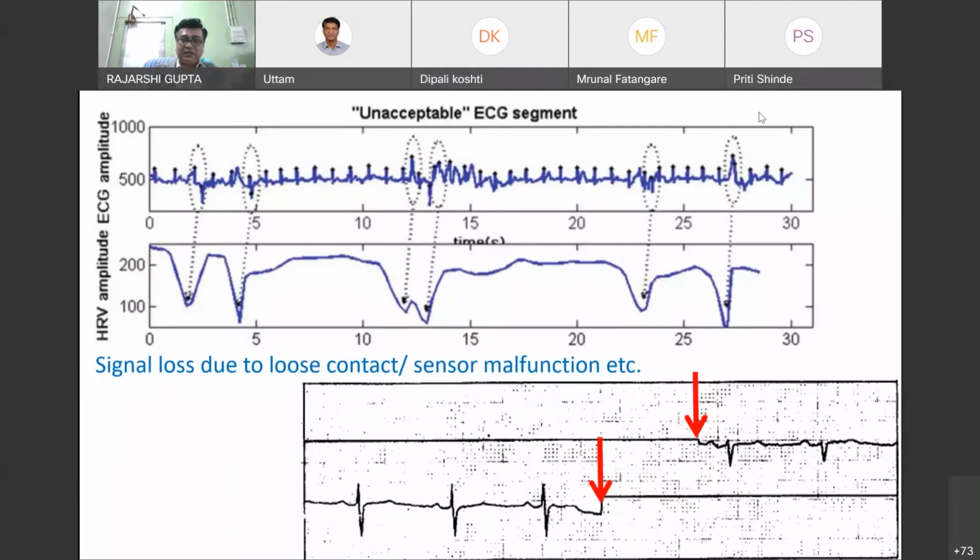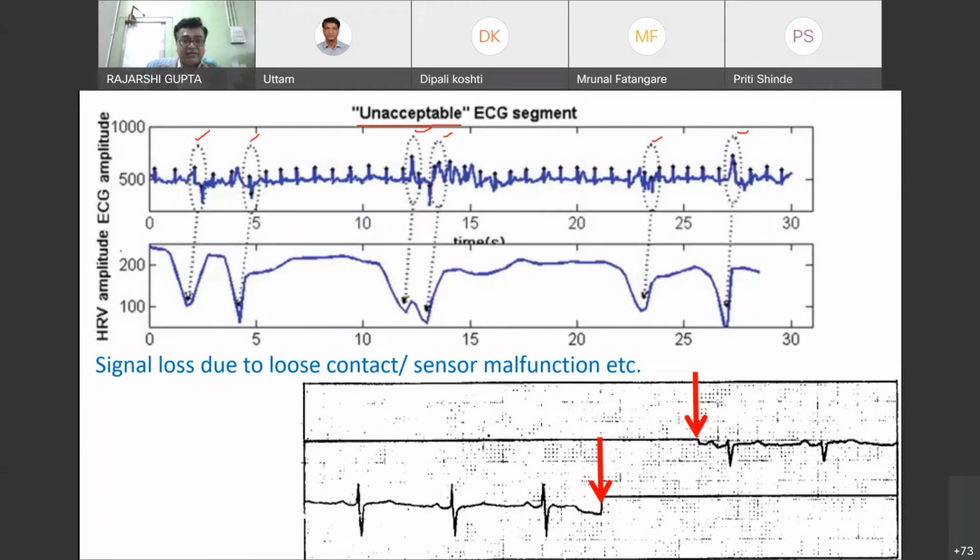So let us talk about unacceptable ECG segments. So these are basically unacceptable segments. I think it is a little bit hazy. Why are these unacceptable segments? Visually it may be difficult to identify these corrupted or unacceptable segments.